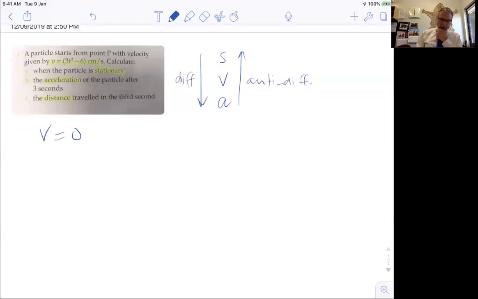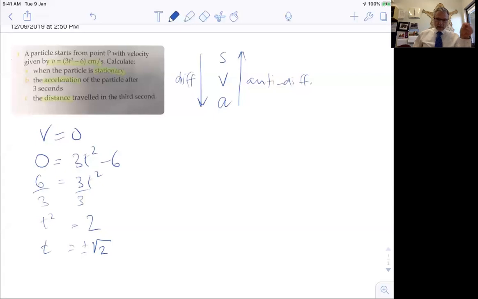So I've got an equation, v equals 3t squared minus 6. What I'm going to do is set that equal to 0, and then we solve for t. So if we do that, we add 6 to both sides. It's equal to 3t squared. We divide both sides by 3, and therefore t squared is equal to 2. And therefore I take the square root of 2, so that becomes plus or minus the square root of 2.